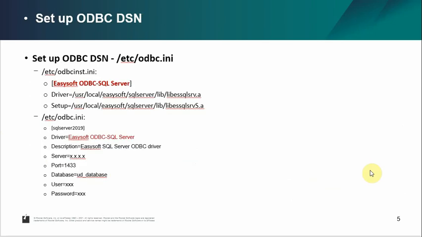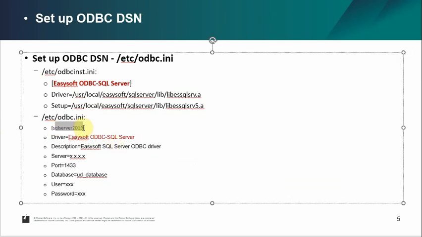The next step is to set up the ODBC DSN. When you install it, it creates the default odbcinst.ini file, which has a particular entry for Easysoft ODBC SQL Server. Then you need to create one particular ODBC DSN. My test case is SQL Server 2019, and they have a sample ini setting. So you basically just change the server name, username, password, and database.